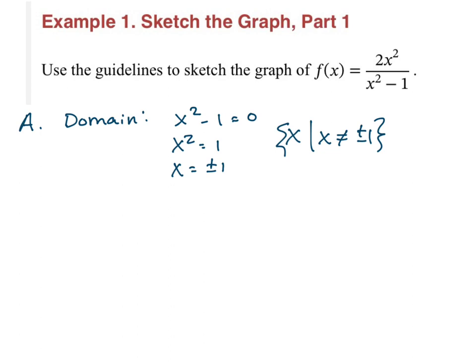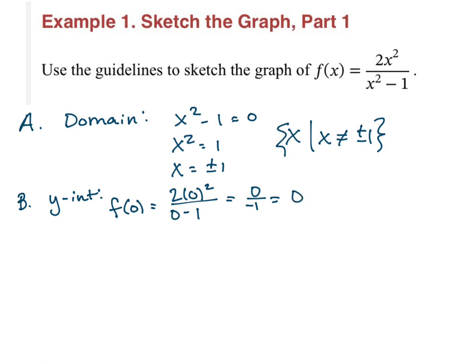Okay. Letter B. Find intercepts. So to find a y-intercept, what do? Yeah, we find f of 0. F of 0. So that's going to be 2 times 0 squared over 0 minus 1. 0 over negative 1 is 0. So what we know now is that we have a y-intercept located at where? 0, 0. On the origin, there's a y-intercept.